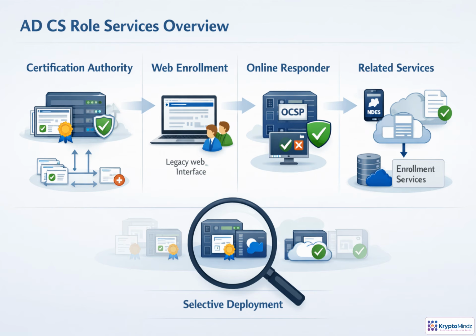Active Directory Certificate Services is really a bundle of role services. The certification authority is the essential part. It issues and manages certificates. Web enrollment is a legacy web front-end kept mainly for backward compatibility. Online responders answer, "Is this certificate still valid?" in real time using OCSP. Related services such as NDES and Enrollment Web Services support special device and remote enrollment scenarios. For most basic labs, only the CA role service is needed.